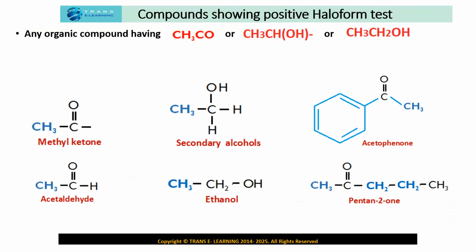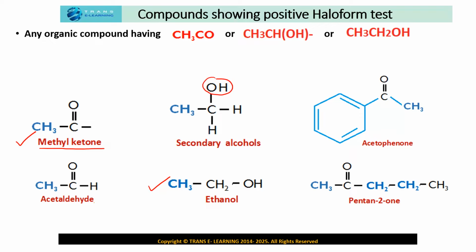So now, what kinds of compounds show a positive haloform test? An easy way to distinguish is that any compound having CH3CO, that means any compound having this methyl ketone group, will give you a positive haloform test. Or you can say ethanol is one compound which will give you a positive haloform test, or a secondary alcohol. That means when the hydroxyl group is present at the secondary carbon.